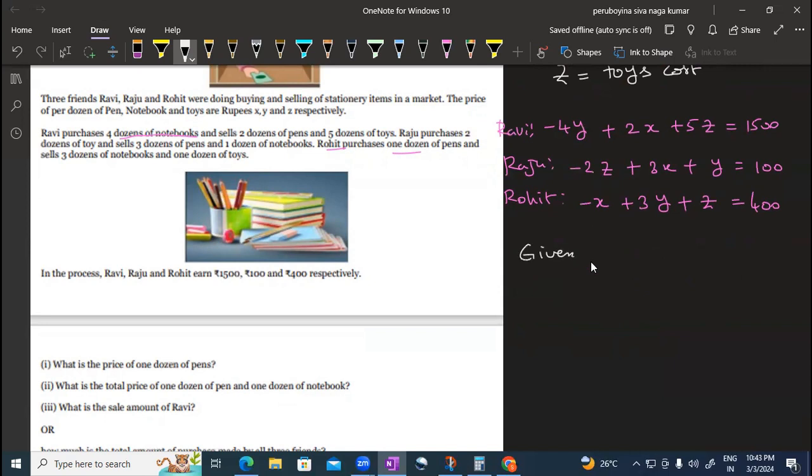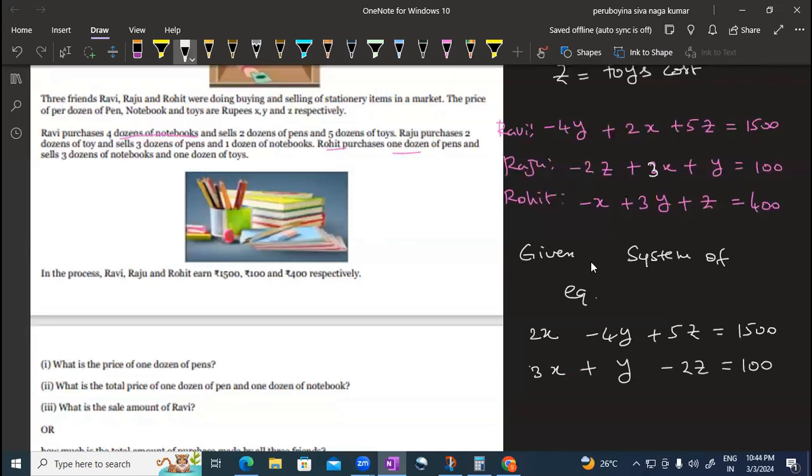Write down the given system of equations. Always mention x first, then y, and then z. 2x plus 3y minus 4z is equal to 1500, and next, what is this value, 3? The price. Raju 2, 3 dozens. So 3x plus y minus 2z is equal to 100, minus x plus 3y plus z is equal to 400.